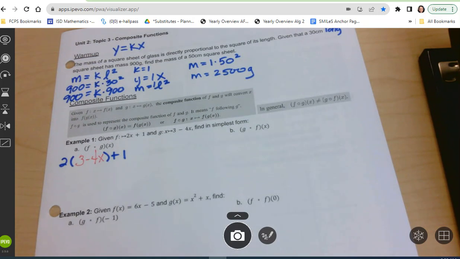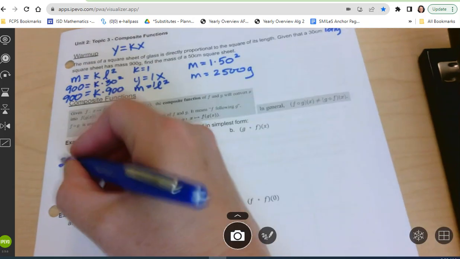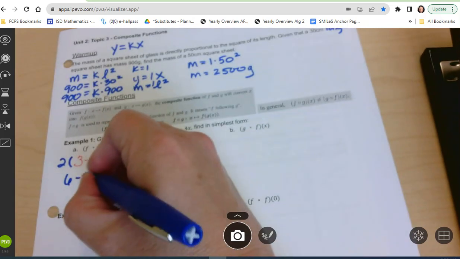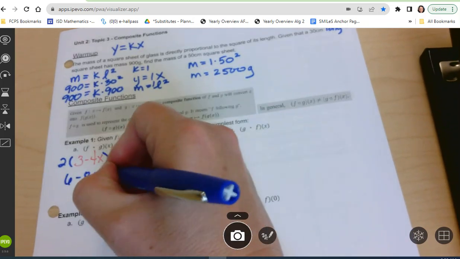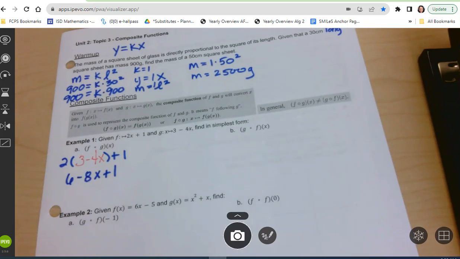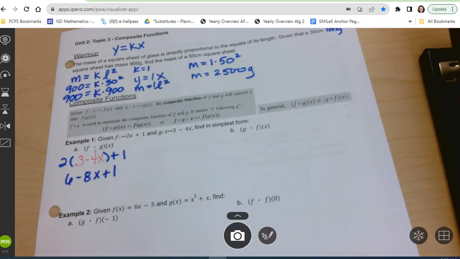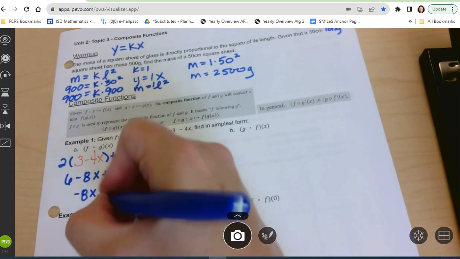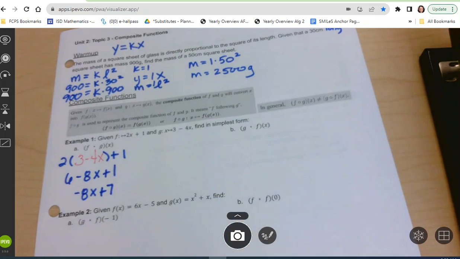There are different ways to think about the setup, and if you have another way that works for you, that's okay, but it should look like that in the end. Okay? All right, and then we're just going to simplify. So I'm going to distribute that to 2 times 3 is 6, 2 times negative 4x is negative 8x, and plus 1. And then combine like terms. Negative 8x stays, and these two combine to give me a plus 7.